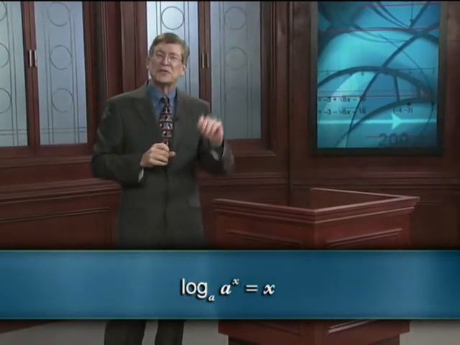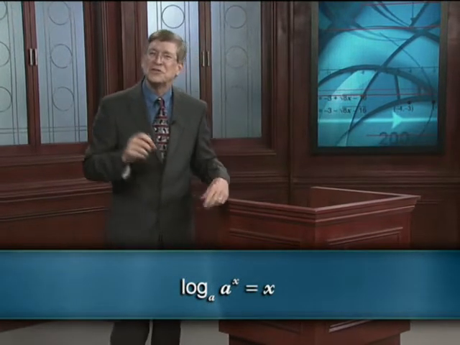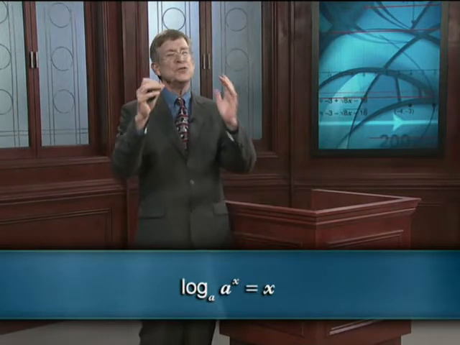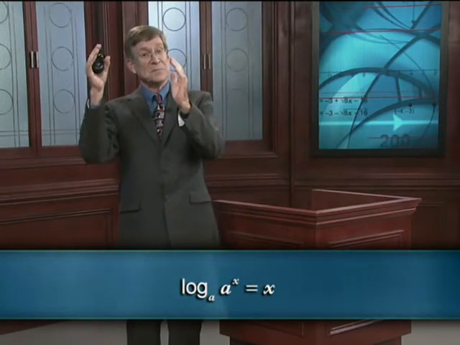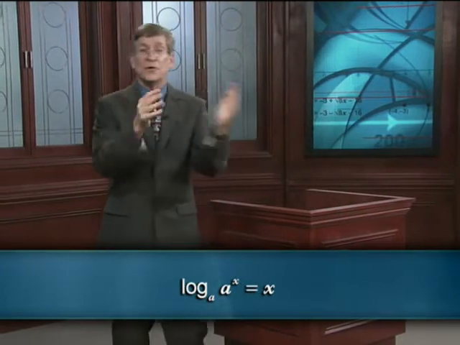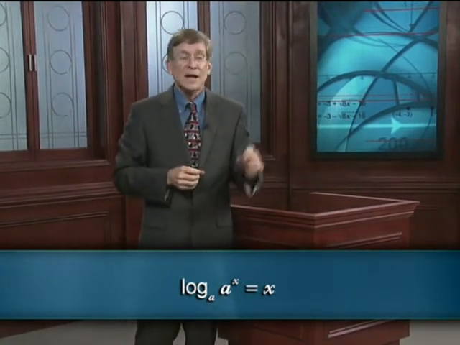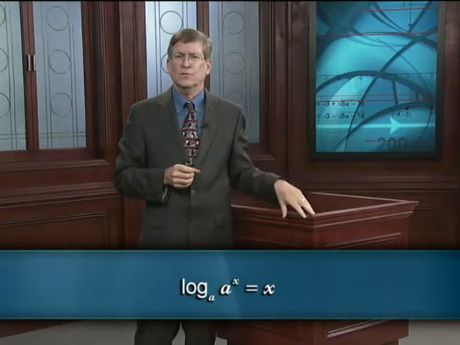Well, that's the composition of two functions. And in fact, it's the composition of inverse functions. First, you do a to the x, and then afterwards, you log your result. And those are inverses, so they undo each other, and you're left with just x. That property will occur over and over again.